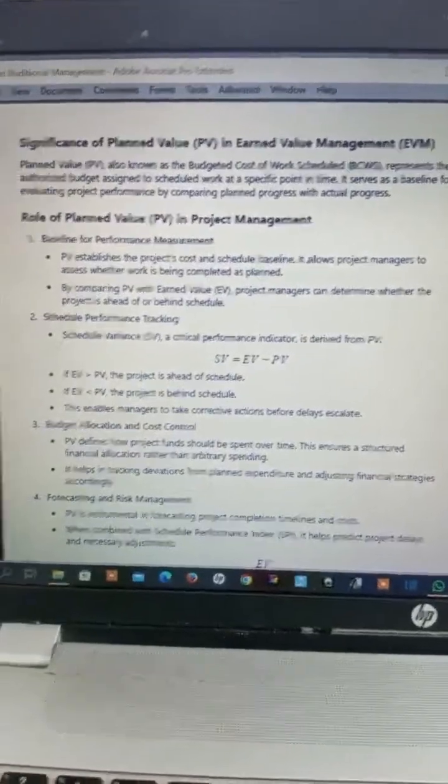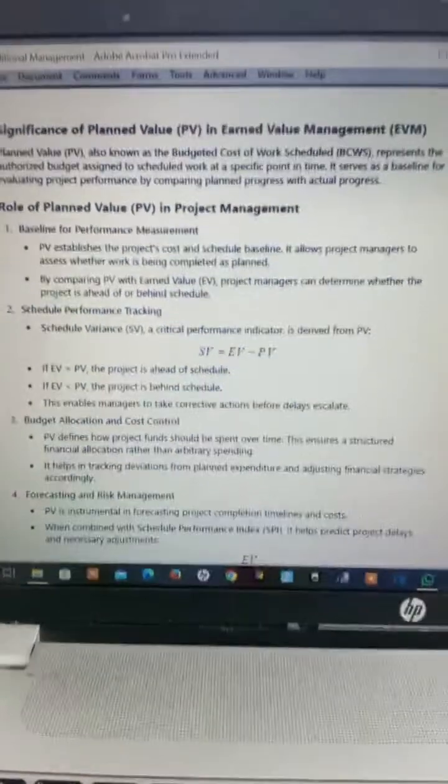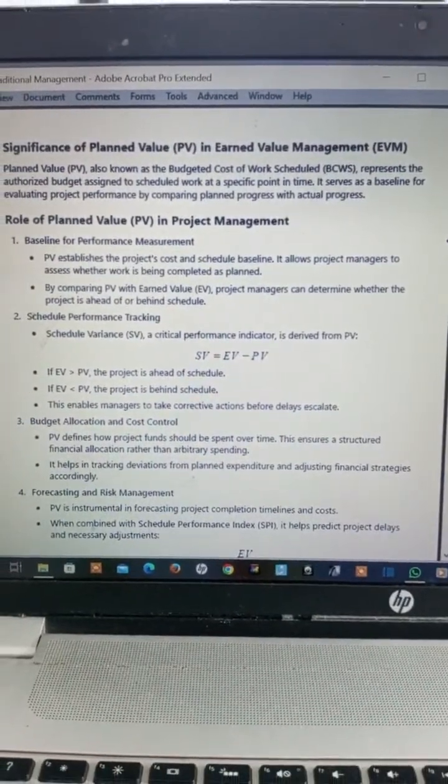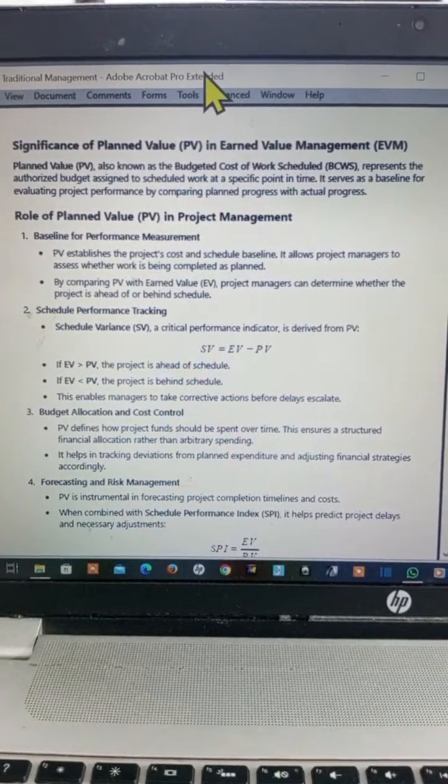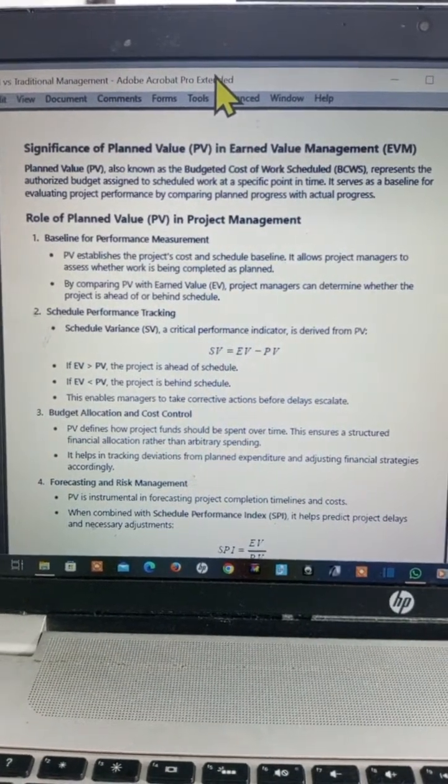The next item. What's the significance of planned value in earned value management? I will share it with you again because I realize that when I share the screen, you have a better grasp, isn't it? So let's share and deal with this together. Okay, is it clear? Would you want it to be clearer? I think it's clear here.